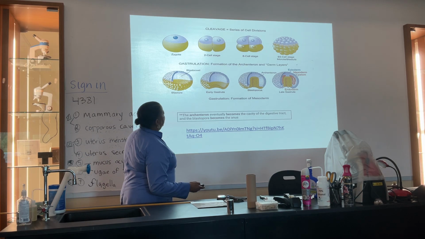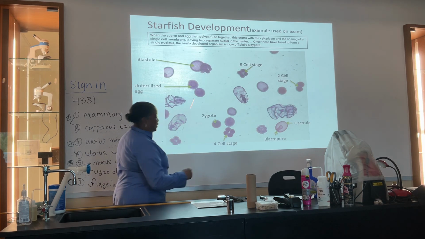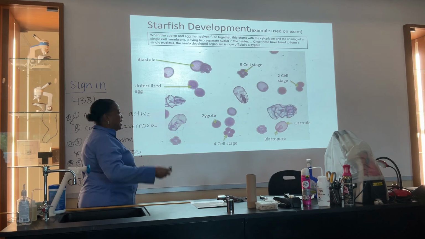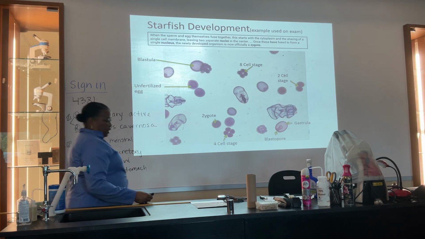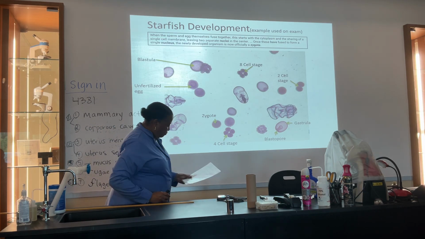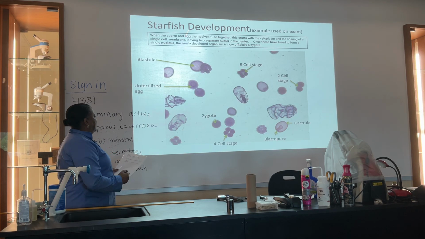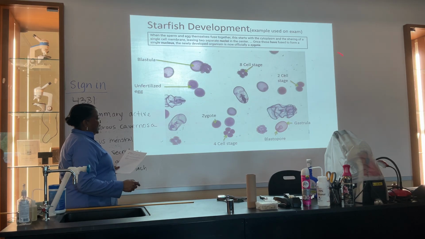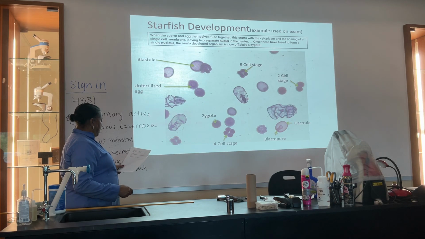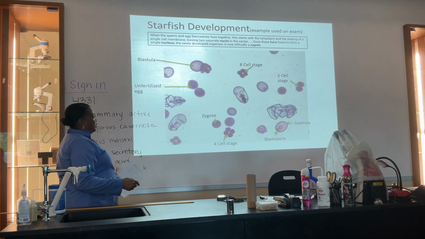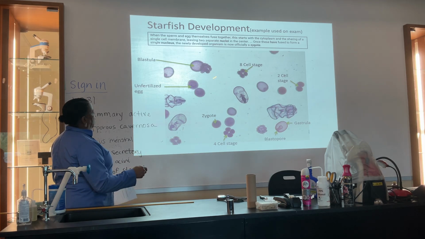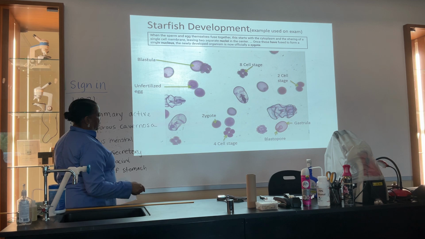And so when we look here at this developing starfish, that is what we have as a slide. You have on your sheet the unfertilized egg here that we can see. We have the 2-cell stage. We have the 4-cell stage. We have the blastula, morula, which is the 64 here.